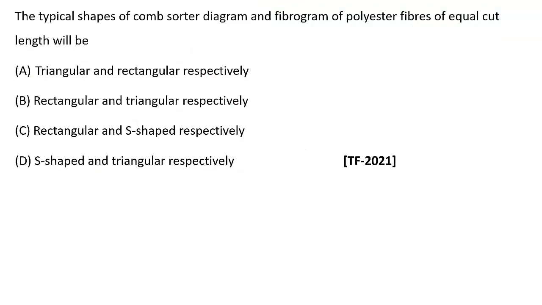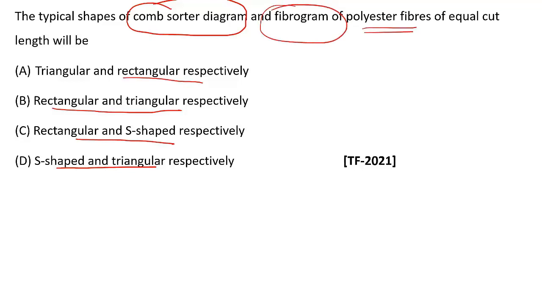The typical shapes of a comb sorter diagram and the fibrogram of polyester fibers of equal cut length will be triangular and rectangular respectively, rectangular and triangular respectively, rectangular and S-shaped respectively, and S-shaped and triangular respectively. So in this case, the shapes of the comb sorter diagram and fibrogram for polyester, synthetic fibers of equal cut length, mean for both the fibers the cut length will be the same.